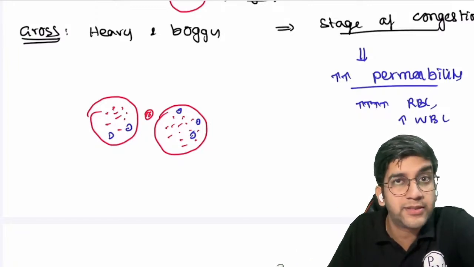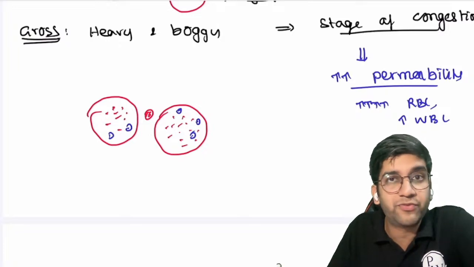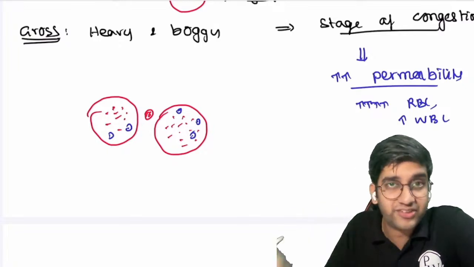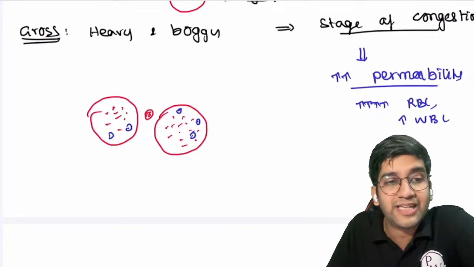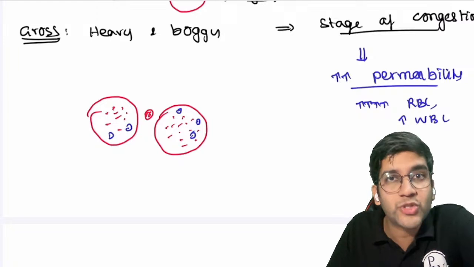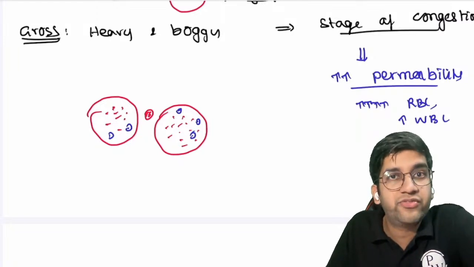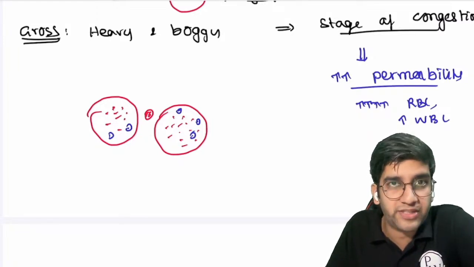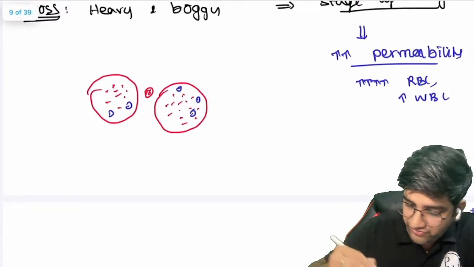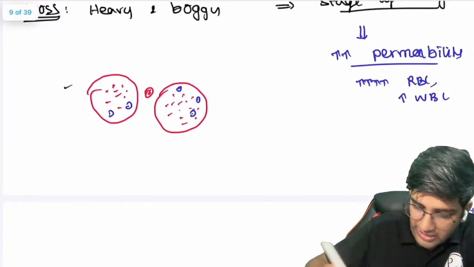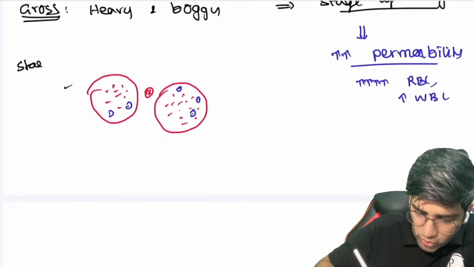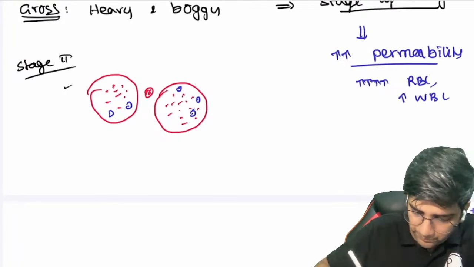The lung will be firm, right? It becomes firm. So it is said that when you touch the lung at this time, it will be very firm, like a liver. So we use the term hepatization. It feels like a liver, so we call it hepatization, right? This is what happens in the second stage. I'll just name it stage two.